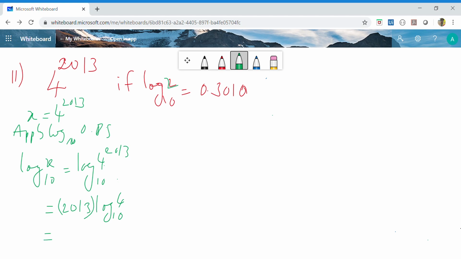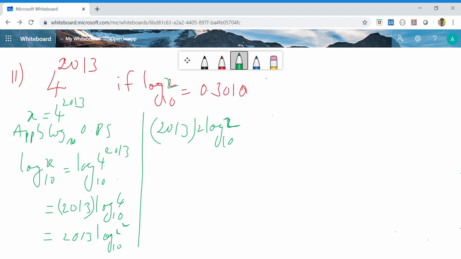4 can be written as 2 square. So log 2 square to the base 10. Again 2 comes to the front. So the product becomes 2013 into 2 log 2 to the base 10. So that becomes 4026 times log 2 to the base 10, which is given as 0.3010. And the product of 4026 and 0.3010 is 1211.826.